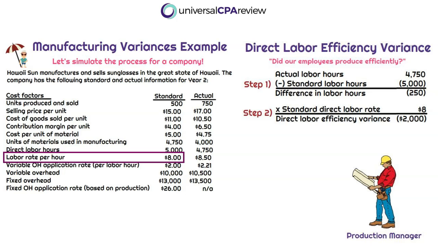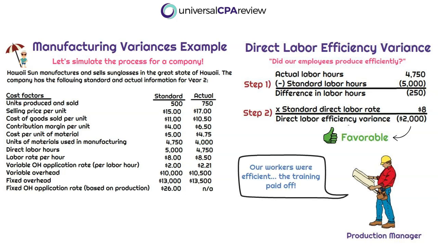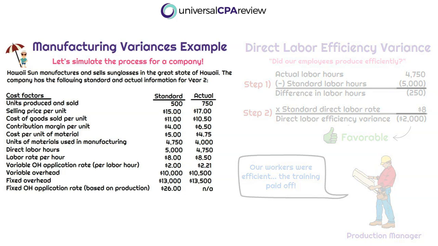Now, is it favorable or unfavorable? Well, remember, we had actual labor hours that were less than the standard or budget amount, meaning we were more efficient, so that results in a favorable variance. So the production manager might say, hey, our workers were efficient. That training program is paying off. We're seeing a decrease in the actual amount of labor hours needed to produce the units. So that's a favorable variance, and that's a win for the company.